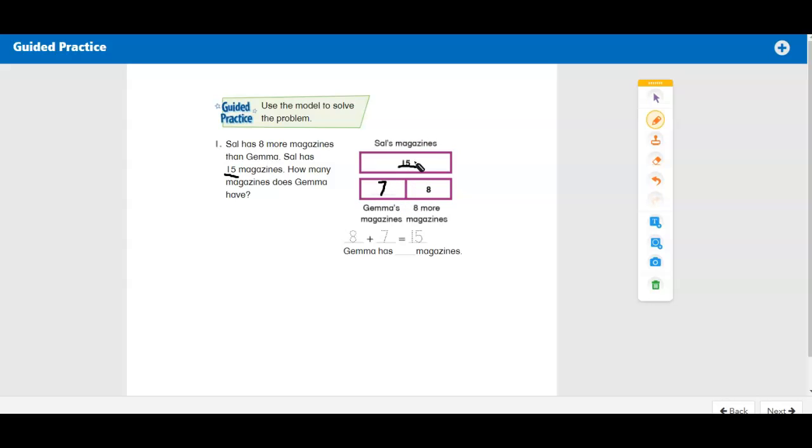So just like our part-whole chart, you take the part, and make the whole. So 8 plus 7 equals 15. So how many magazines did Gemma have? Gemma had 7 magazines. So in your independent practice, you're going to be using the model to help you complete and solve the problems.